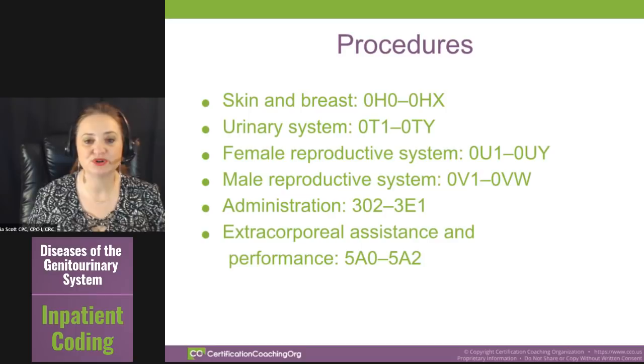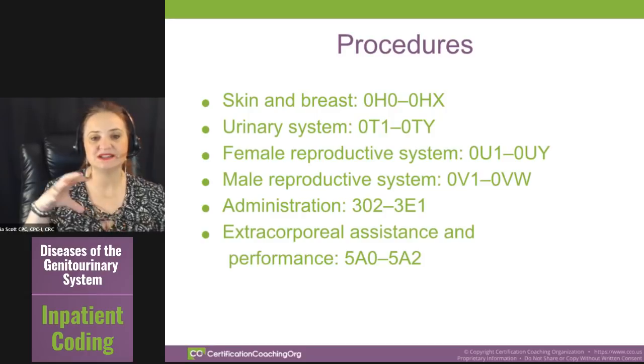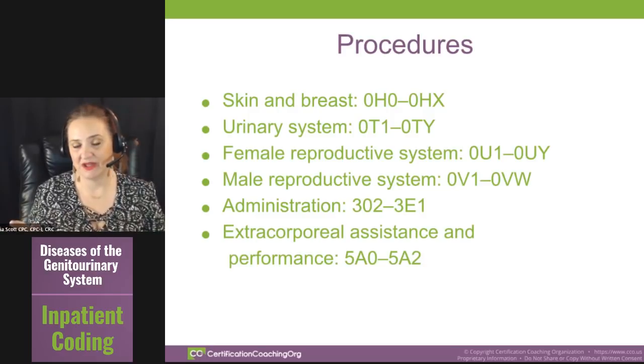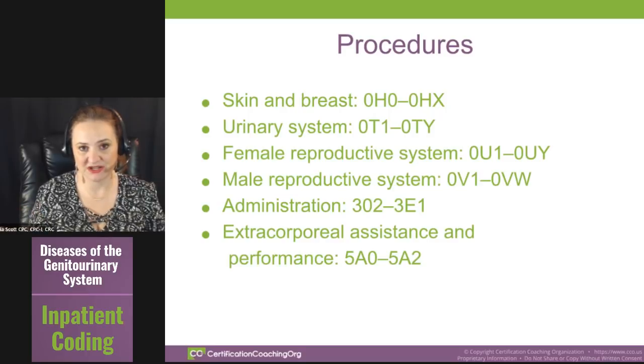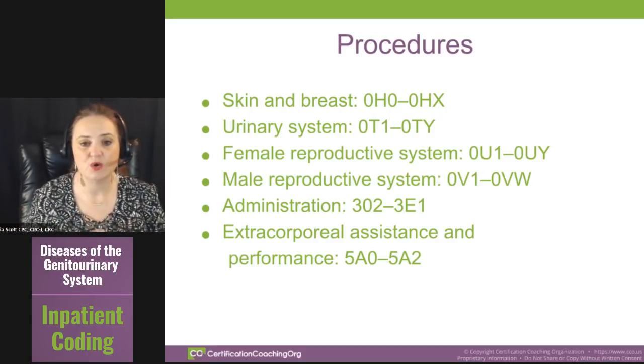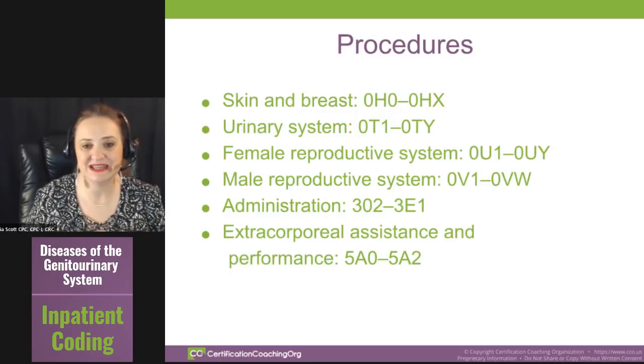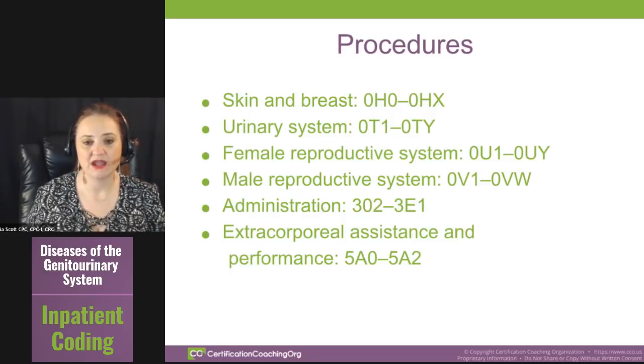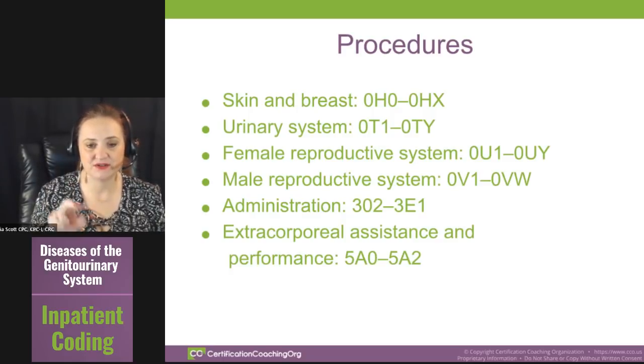Skin and breast procedures. Now we're talking about PCS, your procedure codes. So if we do anything to this, remember the breast is classified as skin, not as part of the female reproductive system. It's classified as skin, so 0H0 through 0HX. Urinary system is going to be 0T1 through 0TY. Now, again, it's the second character that we're dealing with. That is the body system. The third character is going to be your root operation, the procedure that you're going to be doing.